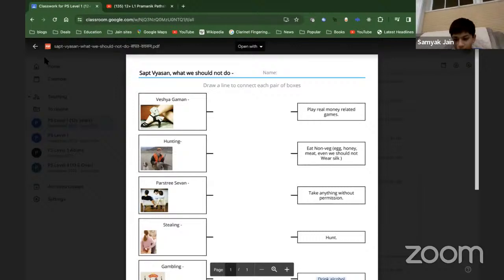I didn't really get all of them. You did not? Let me repeat one more time, okay? So there are three which start with letter M: Madhya, Mans, and Madhu. Madhya is alcohol and all the intoxicants. Mans is non-vegetarian food. And then Madhu is honey. Okay, these three. Then comes Jua, that is gambling, right? And Chori, that's stealing. And then Veshyagaman and Paristri Sevan.